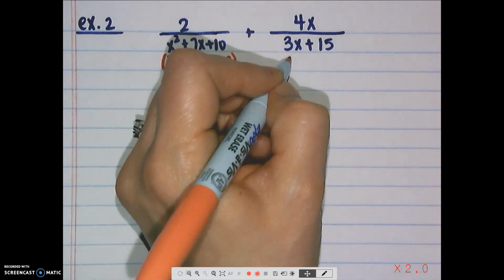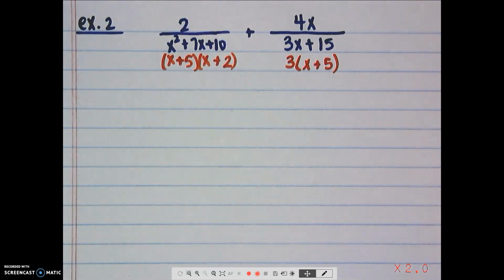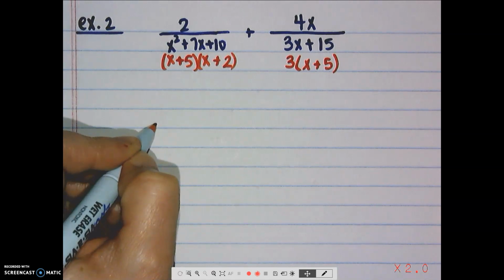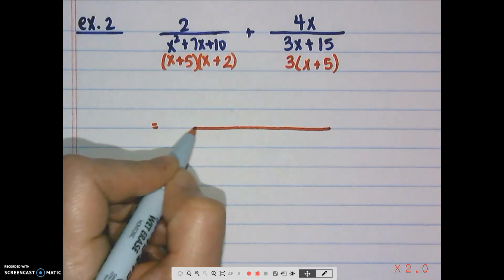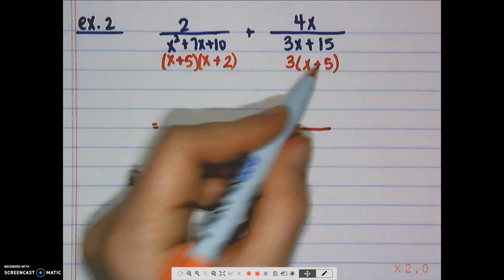In the second fraction, the only thing we can do there is take out a GCF of 3. So now when we go to build our common denominator, we need to choose everything that they already have in common. So they both already have an x plus 5.